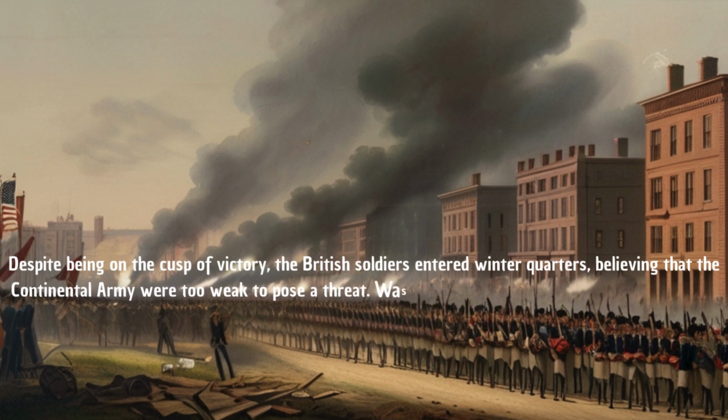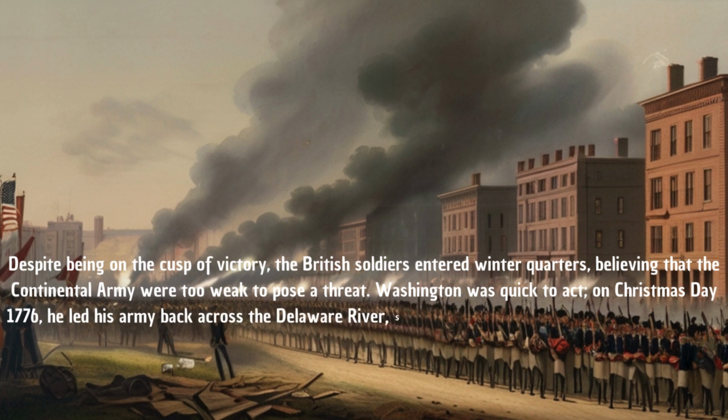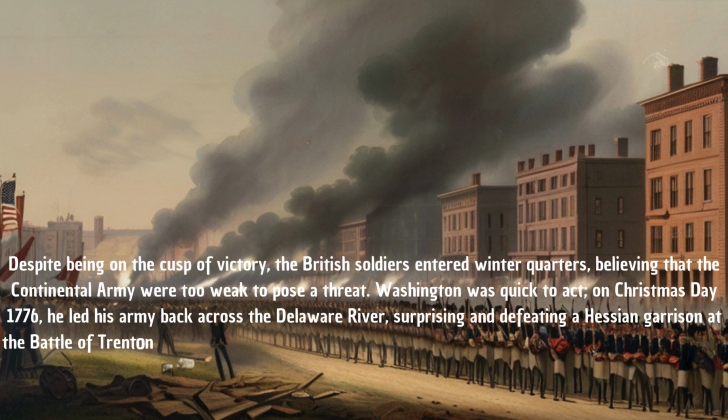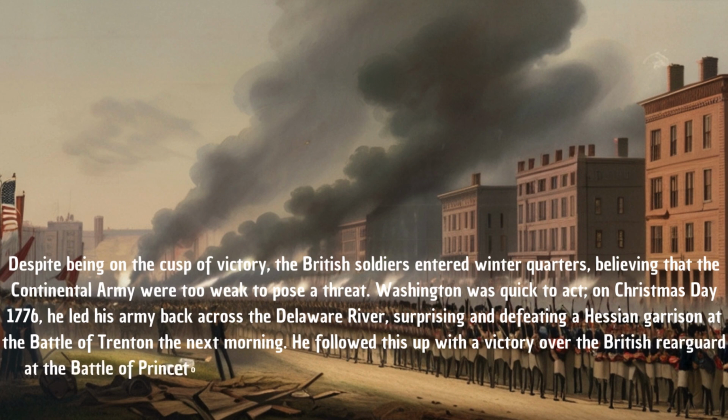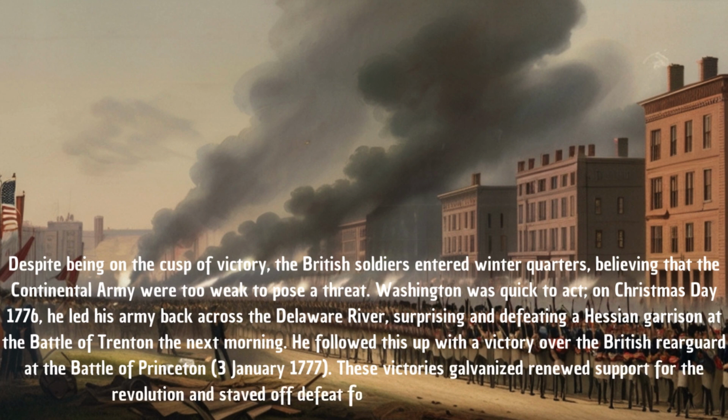Washington was quick to act. On Christmas Day 1776, he led his army back across the Delaware River, surprising and defeating a Hessian garrison at the Battle of Trenton the next morning. He followed this up with a victory over the British rearguard at the Battle of Princeton, January 3, 1777. These victories galvanized renewed support for the Revolution and staved off defeat for at least another campaign season.